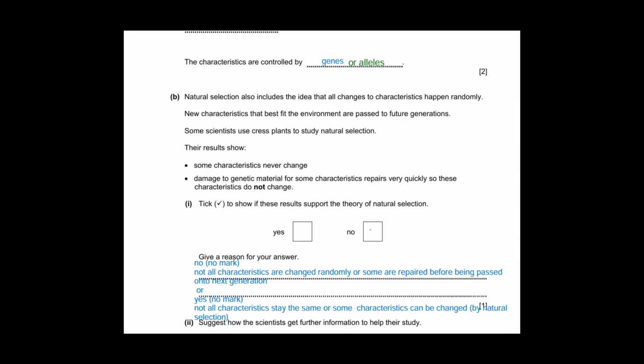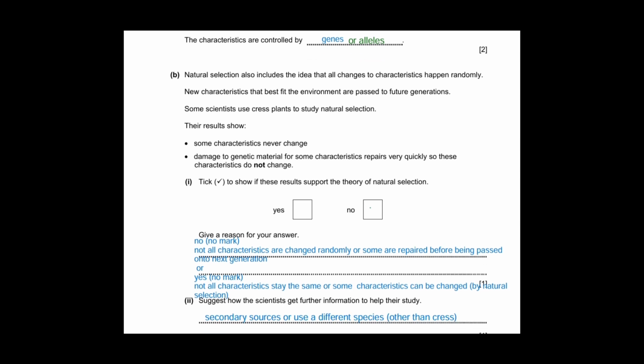Where we have ideas that involve characteristics. It happens randomly: new characteristics that best fit the environment. They're trying to describe the entire process of natural selection. So the first question says we should tick to show if these results support the theory of natural selection, and then we should give a reason. What's the theory? They've given the theory there, right?